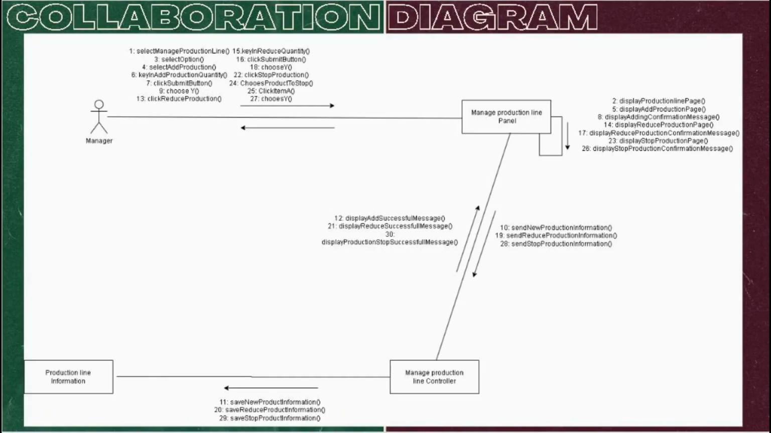Next up, the collaboration diagram or the communication diagram of the production line. It is a visual representation that shows how the objects or actors communicate and interact with each other in a system. Although it still holds the same value as the sequence diagram, it highlights the message exchange between objects and helps understand the relationship and flow of information within the system. From this picture, you could see the interaction between the manager and managed production line panel, the managed production line panel and managed production line controller, and between managed production line controller and production line information.